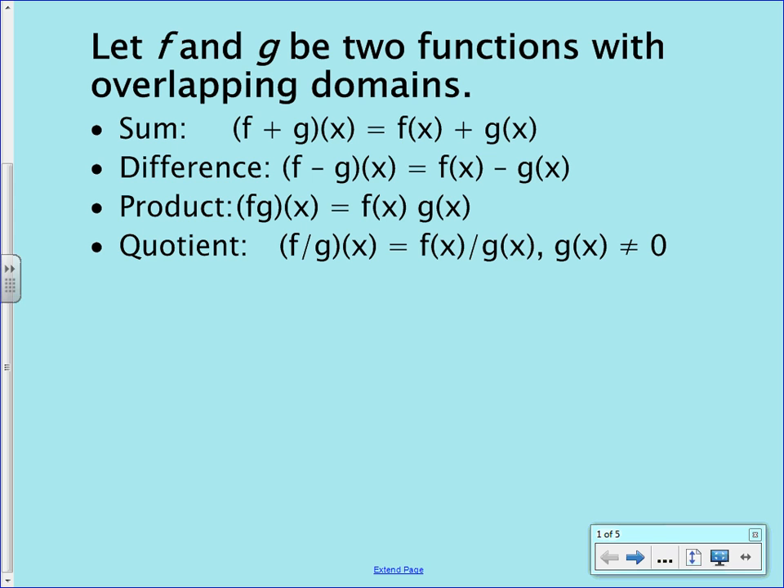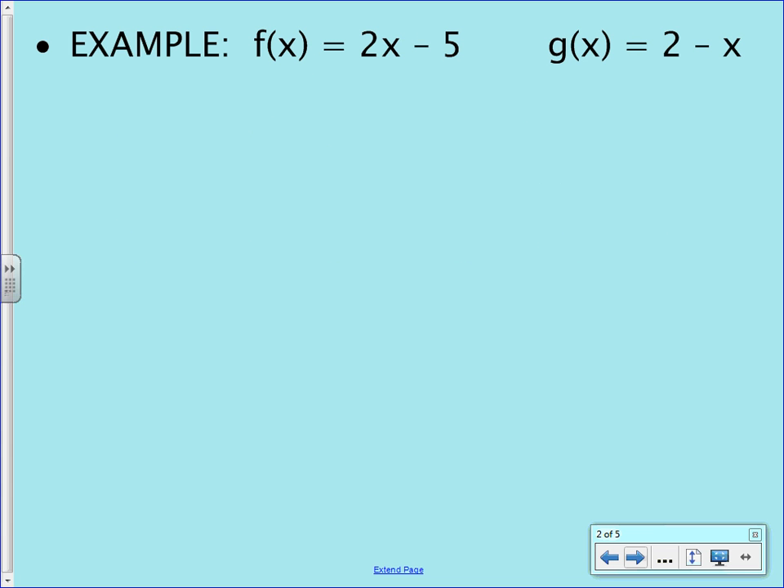So, we're going to take 2 functions and we're going to do these 4 operations with them. Here are our 2 functions. What kind of functions are both of these? Linear, which means since they both have non-zero slope, what is their domain? What's the domain of a line that is not vertical? Yeah, it's all real numbers.